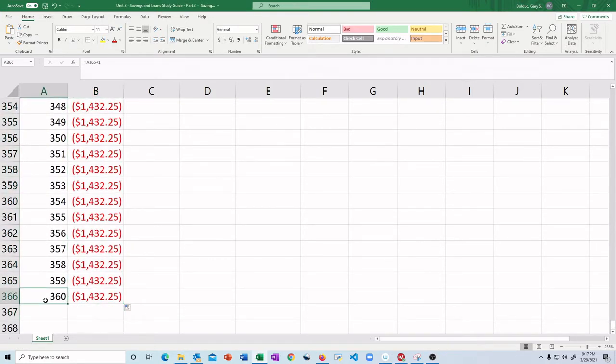Think about this for a sec. Why did I stop at 360? Well, 360 is 12 months in a year times 30. 12 times 30 is 360. So I make 360 payments on my loan. And again, every single payment is the same.